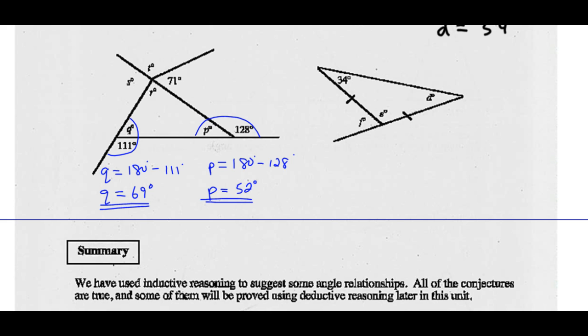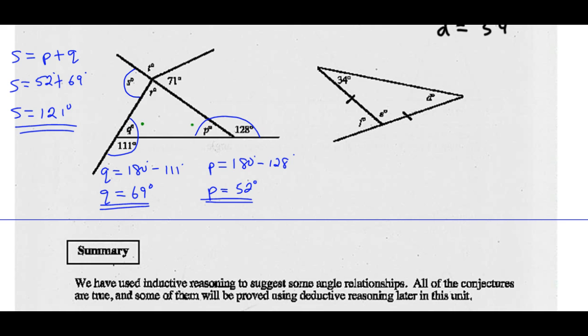So I figured out angle P and Q. I could figure out angle S now, because S is the exterior angle, and these would be our opposite interior angles, P and Q. So angle S has to equal P plus Q. They're the opposite interior angles. So angle S has to equal P, which is 52, plus Q, which was 69. So angle S should be 121 degrees. All right.